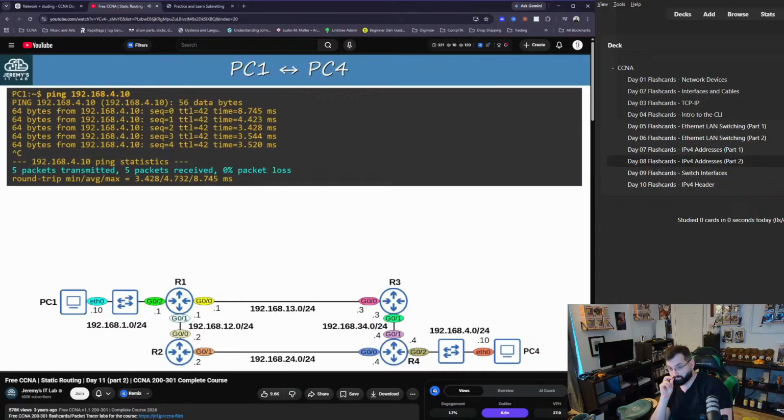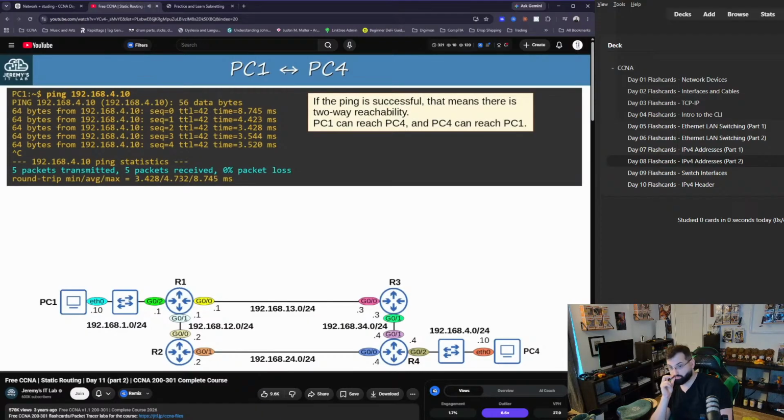To test it out, I pinged from PC1 to PC4, and the ping was successful. As I've highlighted, it says 5 packets transmitted, 5 packets received, 0% packet loss. If the ping is successful, that means there is two-way reachability. PC1 can reach PC4, and PC4 can reach PC1. If PC1 could reach PC4, but PC4 couldn't send replies back to PC1, the ping wouldn't work. So the configurations were successful.